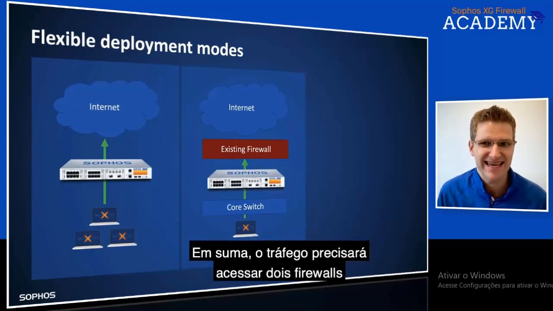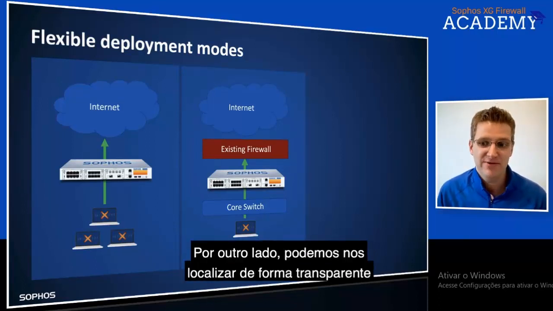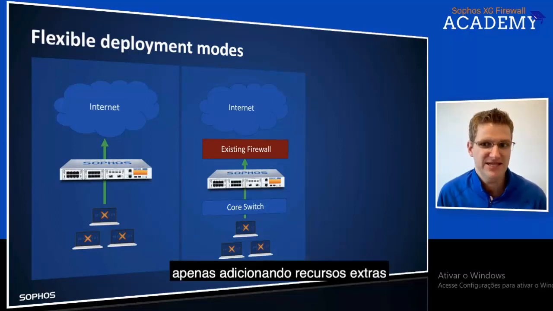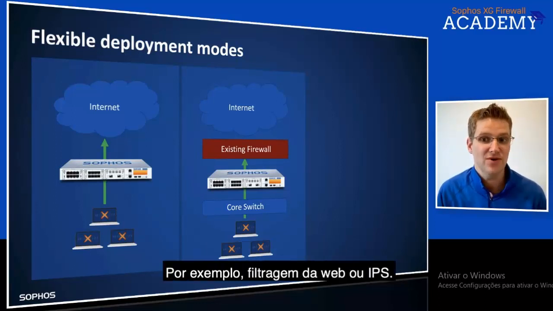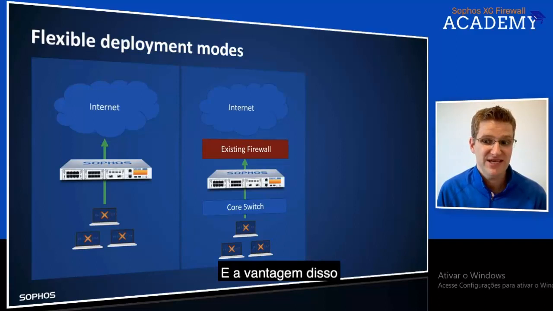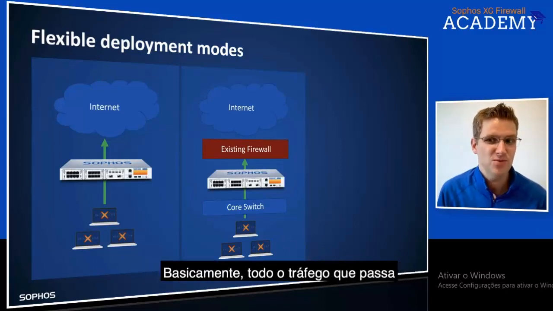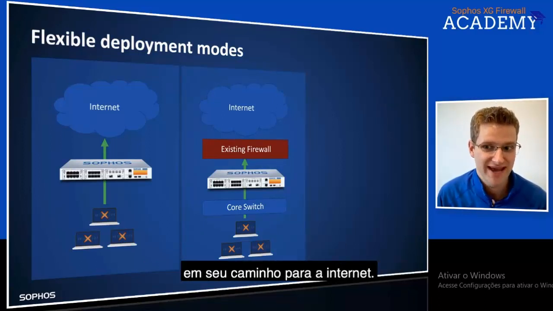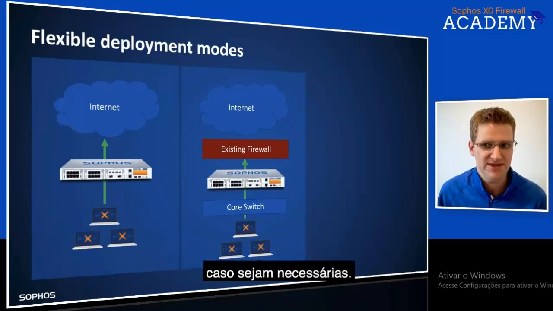So in essence, there's 2 firewalls that traffic needs to go through to get into the infrastructure. Alternatively, we can sit transparently between your core switch and your existing firewall, just adding extra capabilities that your existing firewall may not be able to provide, for example, web filtering or IPS. And the advantage of that is because we're dropping in transparently, there's no readdressing needed. Essentially, all traffic that would be passing through your existing firewall will pass through us first on its way out to the internet, and just ensures those additional layers of protection should you need them.